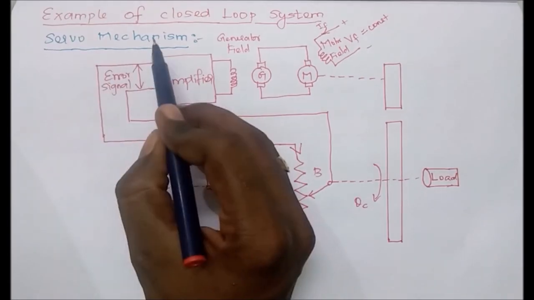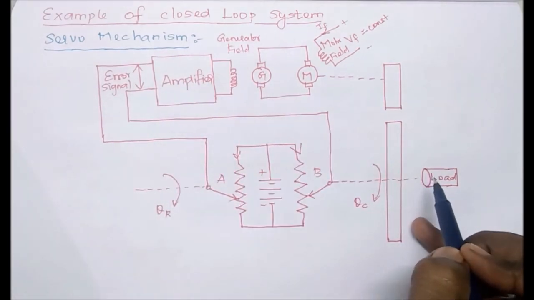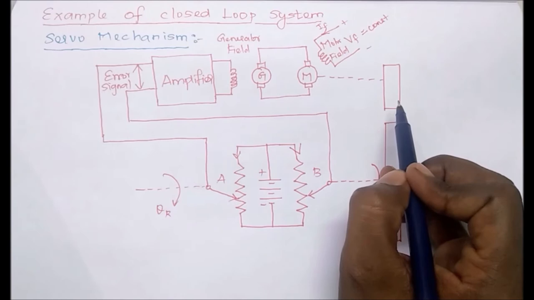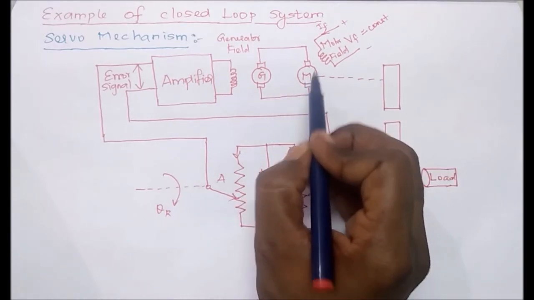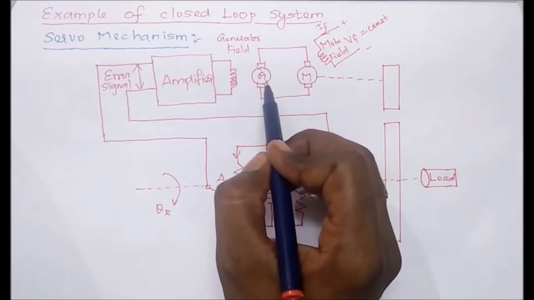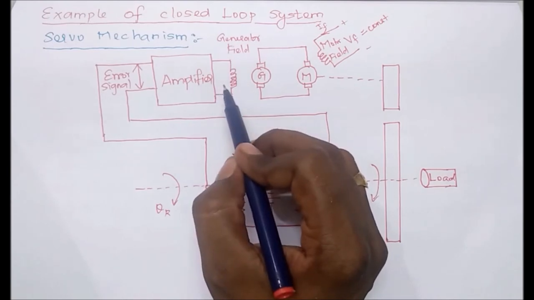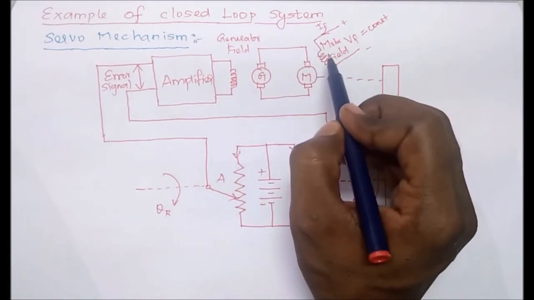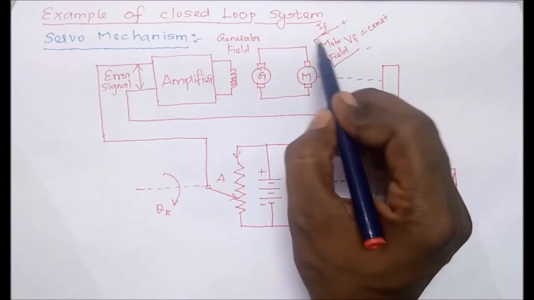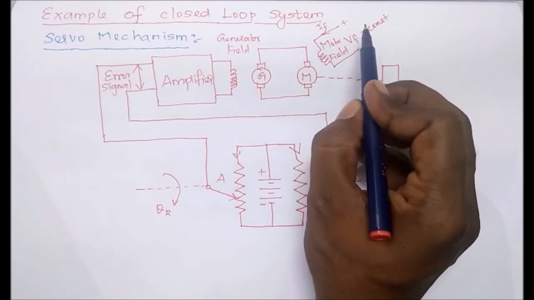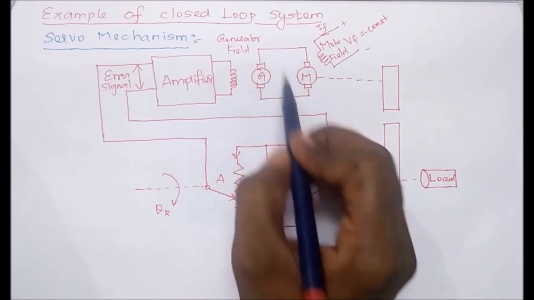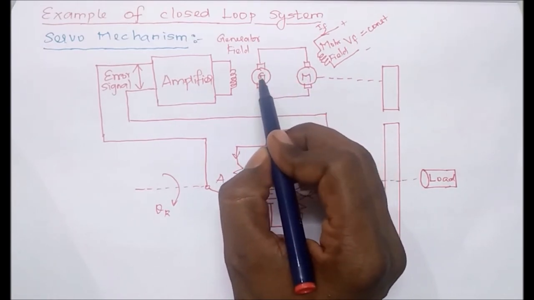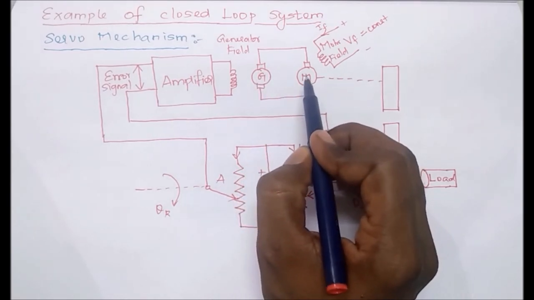So now this is a servo mechanism. Actually, there is a load. Its shaft is connected with the motor shaft through a gear system. This motor is supplied by a generator, and the generator's field will be controlled through the system. The field winding of this motor is kept constant, which means the supply to the motor field is constant. So we are going to vary the armature voltage of this motor. According to the armature voltage generated by this generator, the motor speed will vary.